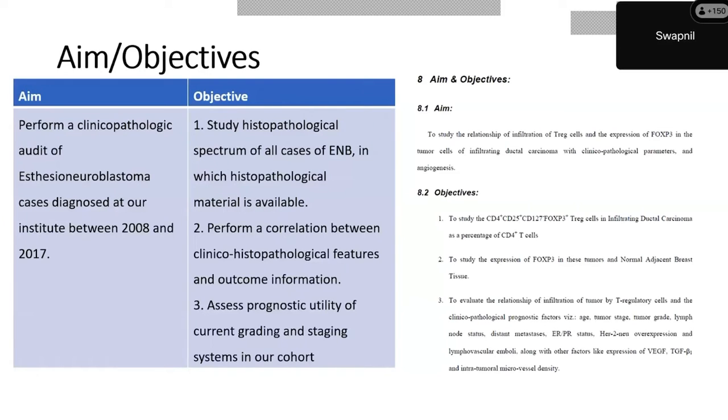For example, on the left-hand side, you have an aim where you want to perform a clinico-pathologic audit of a certain entity in an institute between a certain particular time period, and then you are dividing it into three different tasks as to what exactly you would do during this particular work that you are trying to do.